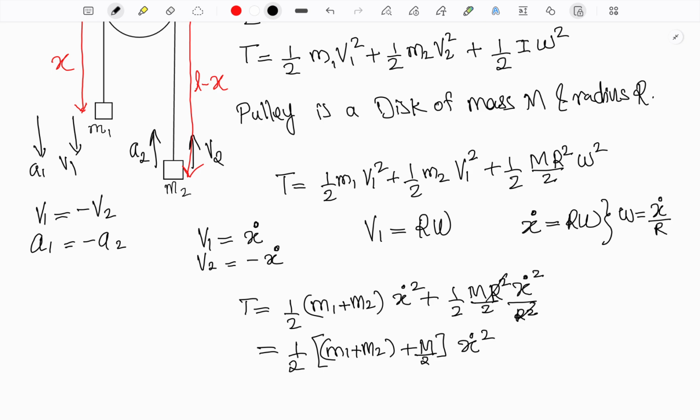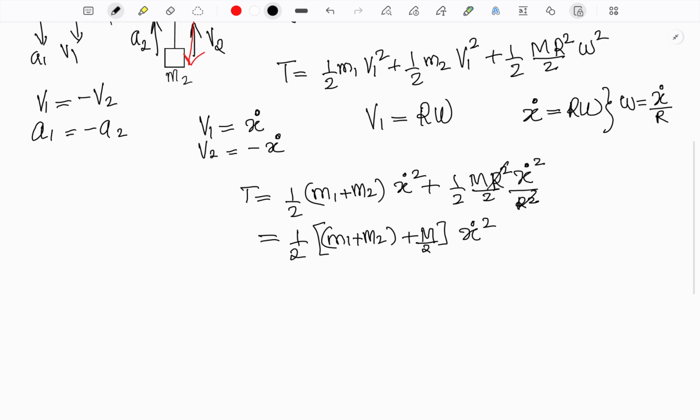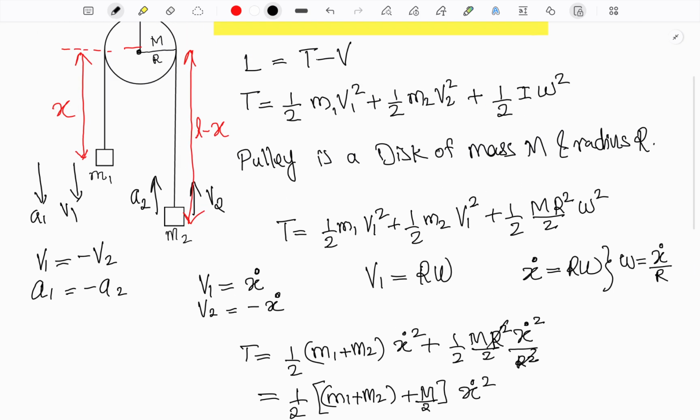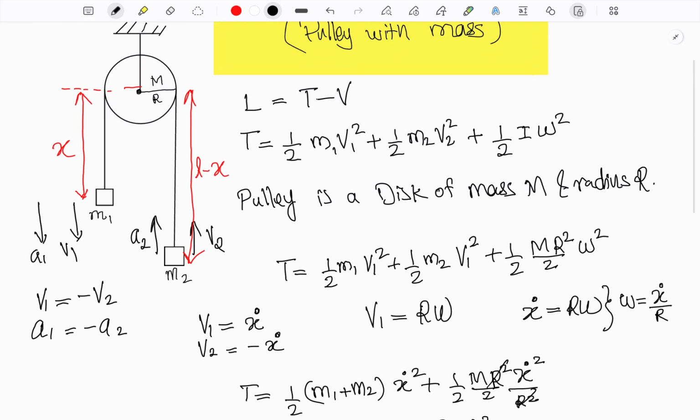Now what about the potential energy of the system? To measure potential energy, we have to have a reference. So we will take the level of the center of mass of the pulley to be our reference point. With respect to that reference, m1 is at a depth x down and m2 is at a depth l minus x.